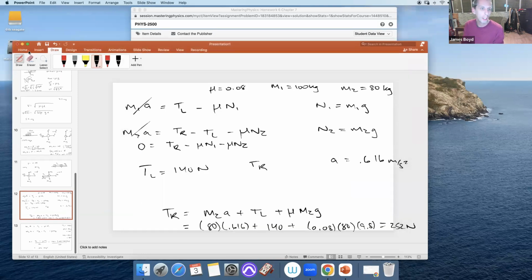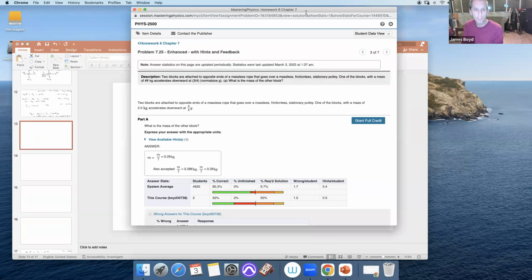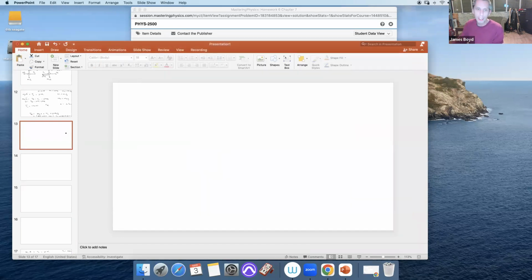Now, this one is two blocks attached at opposite ends of a massless rope over a massive frictionless pulley. One of the blocks, with a mass of 2 kilograms, accelerates downward at 3/4 g. This is the so-called Atwood machine. I'm going to assume it moves in this direction, so mass 1 is going to fall and mass 2 is going to go up.